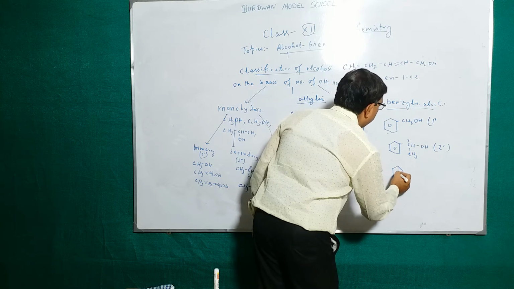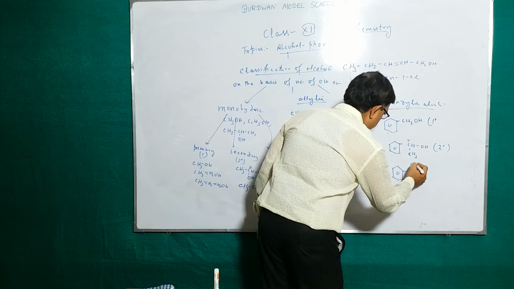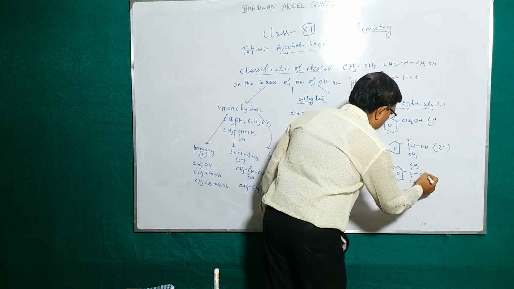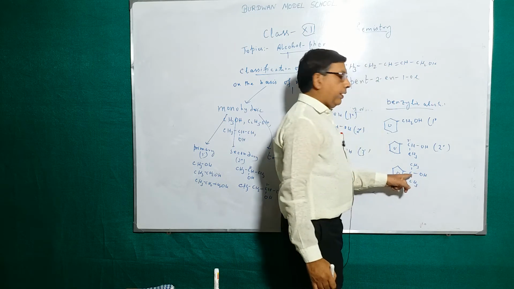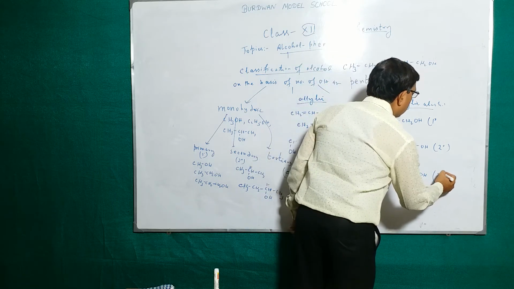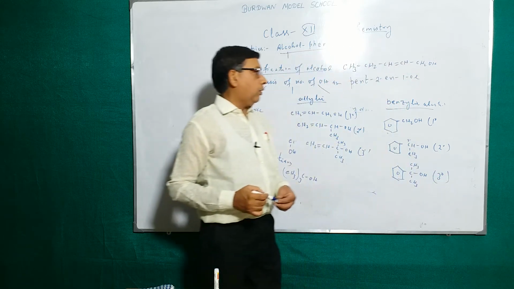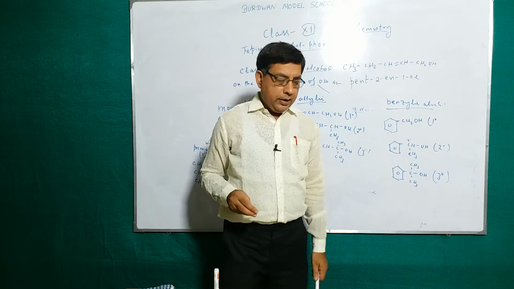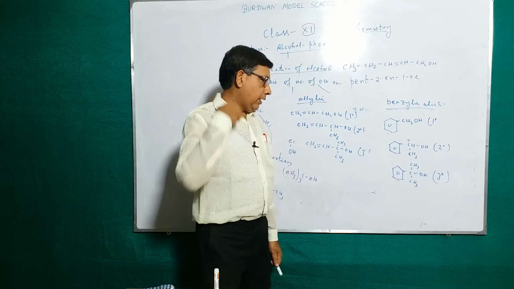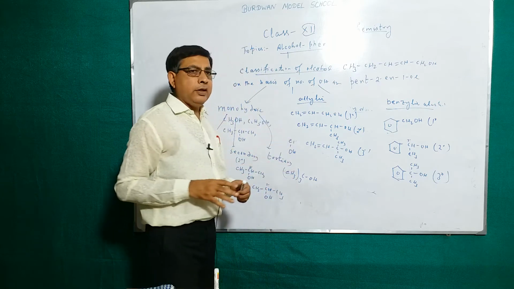And the third one, benzene ring with CH3OH. The OH group is attached to the carbon atom which is a tertiary carbon atom, so it is called tertiary benzylic alcohol. So benzylic alcohol again has three types: primary, secondary and tertiary. So these are different classifications of alcohol.